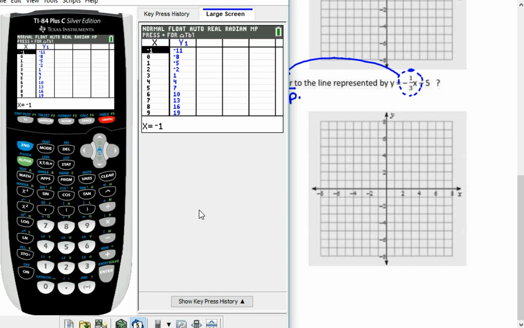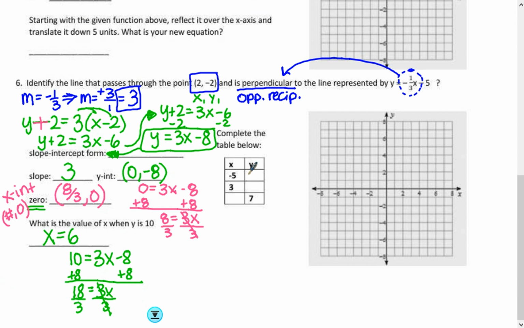Alright, so let's see, it's asking for negative 5, negative 23. When x is 3, y is 1. And when y is 7, x is 5. Alright, so use that table to your advantage. I believe this is negative 23, 1, and 5.